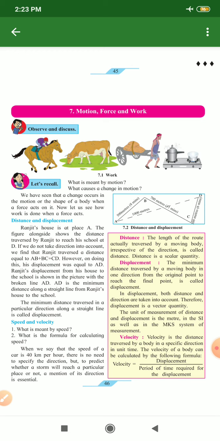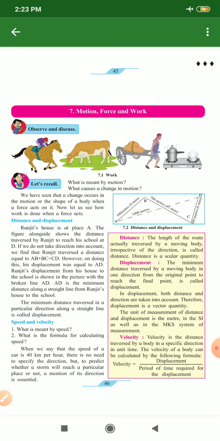Now, let's look at this yellow box here. The definition of distance. Distance is the length of the route actually traversed by a moving body, irrespective of the direction. Distance is a scalar quantity. So you have to learn and write this definition.